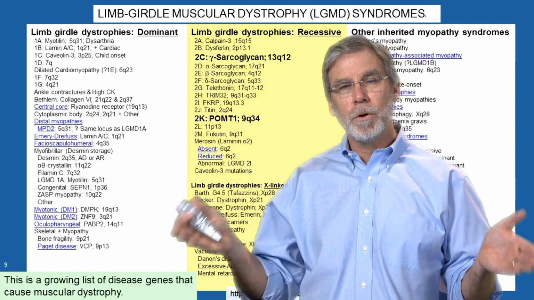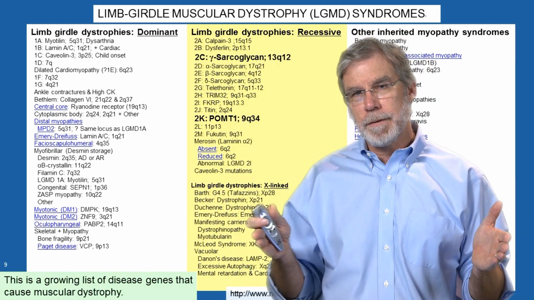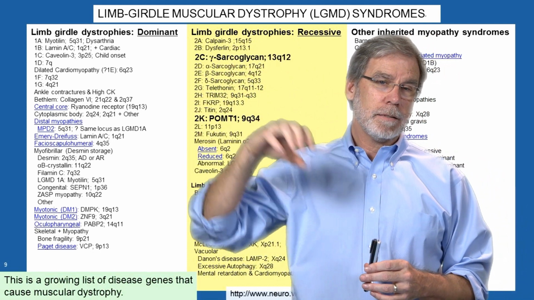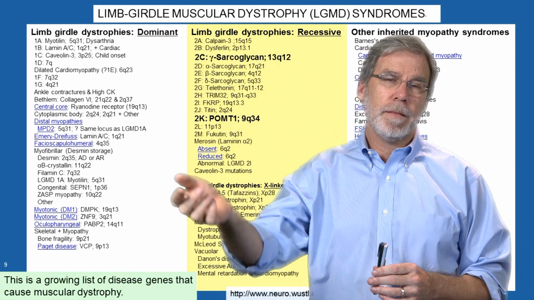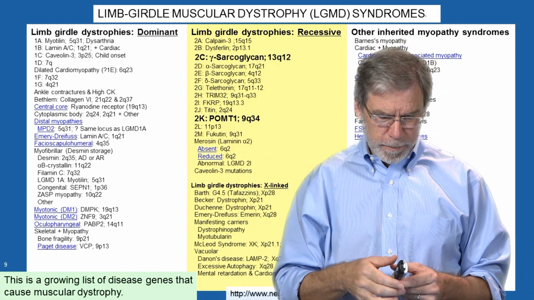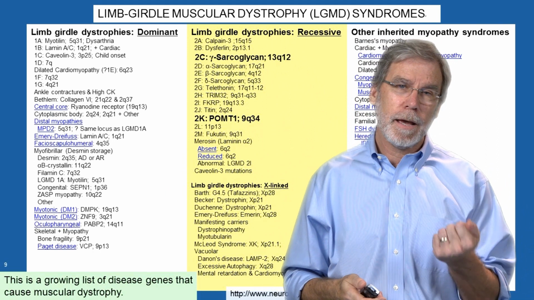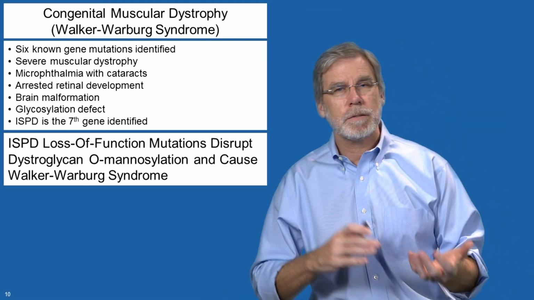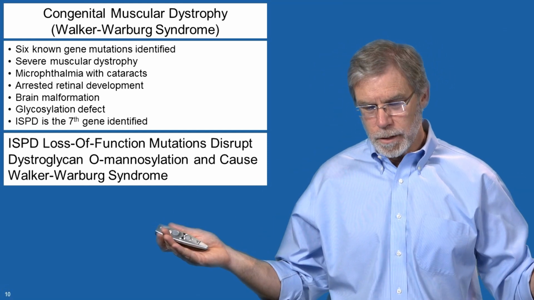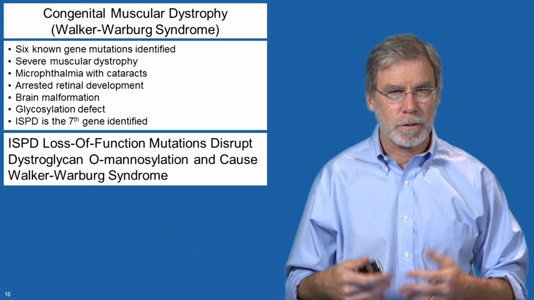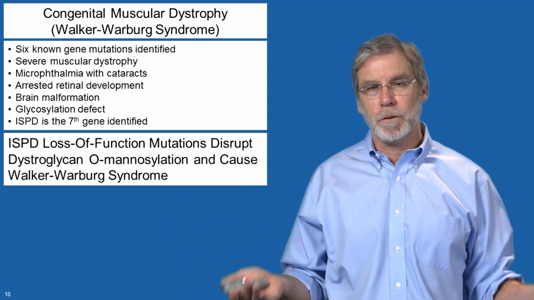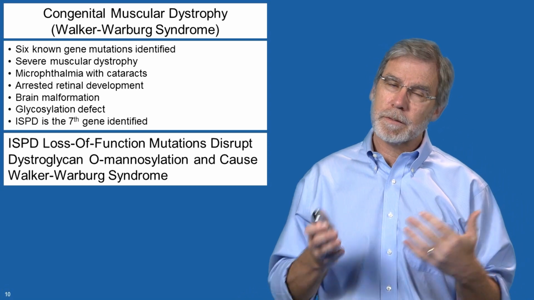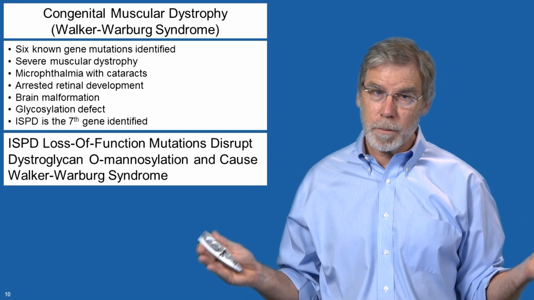POMT1 is in a group of genes that affect alpha-dystroglycan glycosylation. And there's multiple different genes where mutations lead to a very severe form of congenital muscular dystrophy, and typically brain and eye malformations as well. So this is a group of diseases which are dystroglycanopathies. They're congenital muscular dystrophies, also known as Walker-Warburg syndrome, which would be another typical description of a disease type that's caused by mutations in this group of genes.